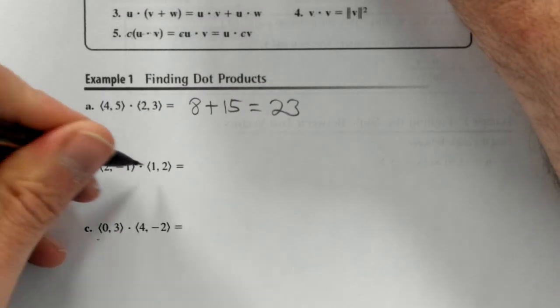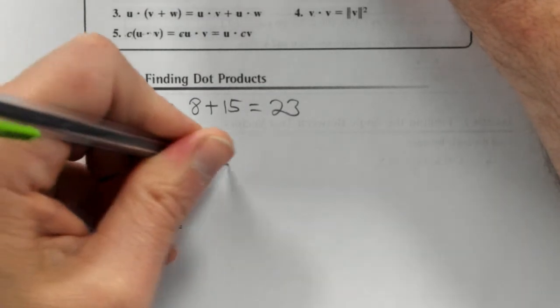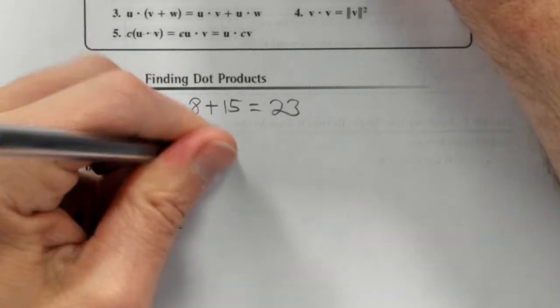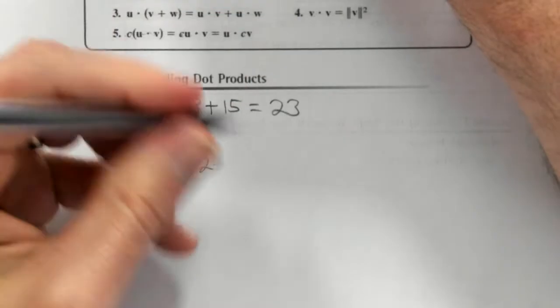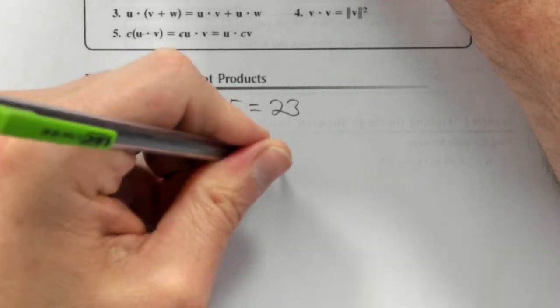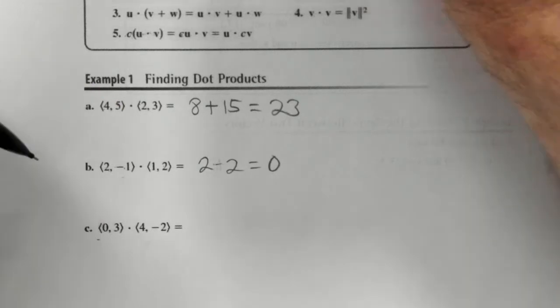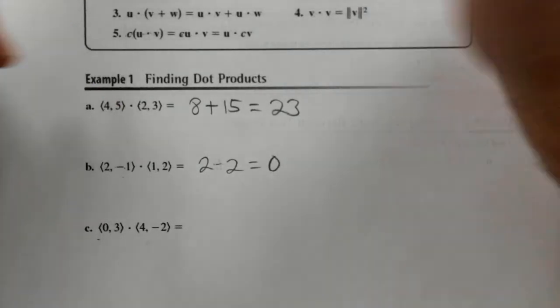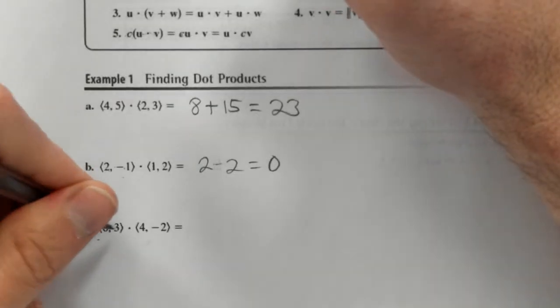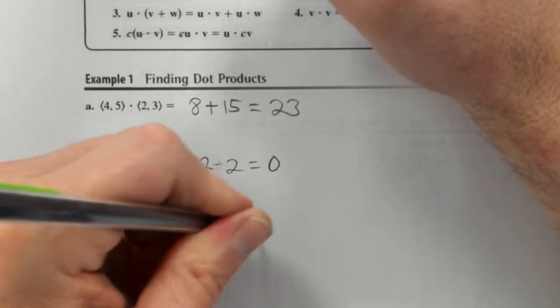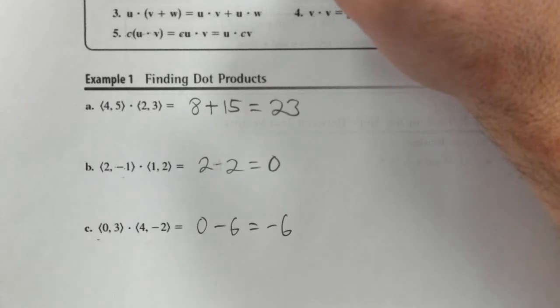All right, same thing here. That's 2 plus negative 2, which I'm just going to go ahead and write as 2 minus 2. So the dot product of these two is 0. Dot product here: 0 times 4 is 0, minus 6, negative 6 is the dot product here.